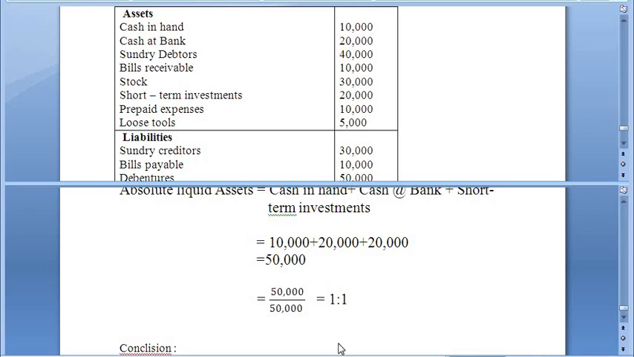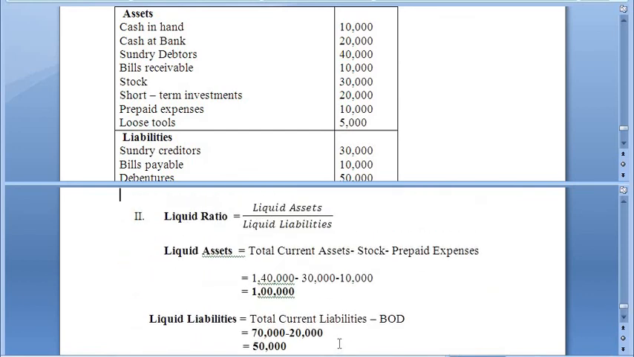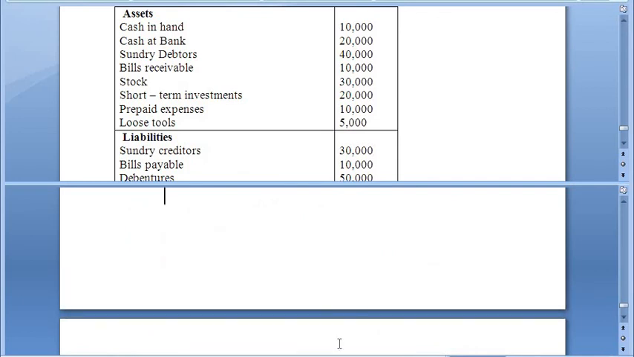The liquidity position of a firm is sound. This is for 5 marks, so no need of writing in detail, this much is enough. The liquidity position of a firm is sound. I hope you understood the calculation of liquidity ratio. In the next class we will solve one more problem on liquidity ratio. Okay, thank you.